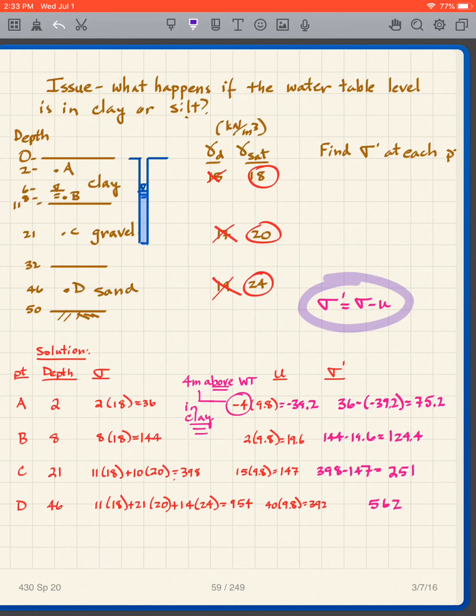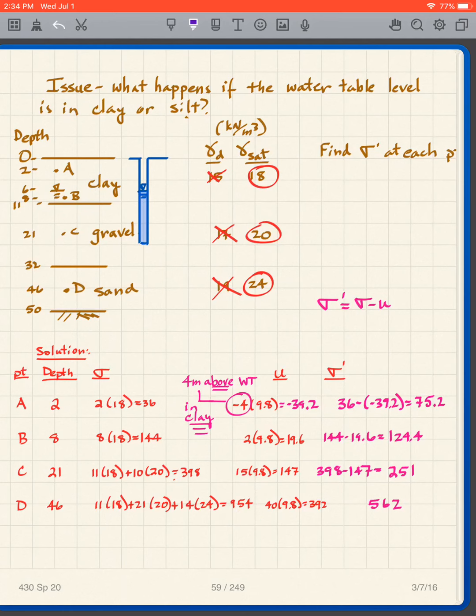My sigma prime is the usual, sigma minus u, and when I do that, what am I going to get? Well, for the first one, it's 36 minus a negative 39.2. So it's 36 minus negative 39.2. I get 75.2. So I have to be true to my numbers when I do this and use that negative sign. For the others, they're the same as 144 minus 19.6 and 398 minus 147 and 954 minus 392, 562.